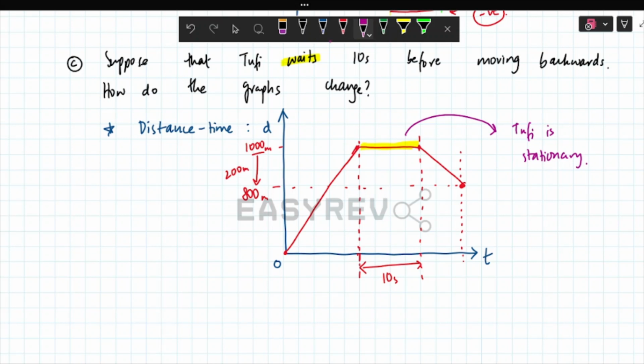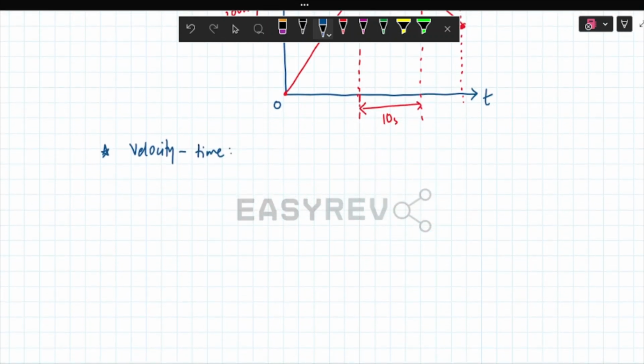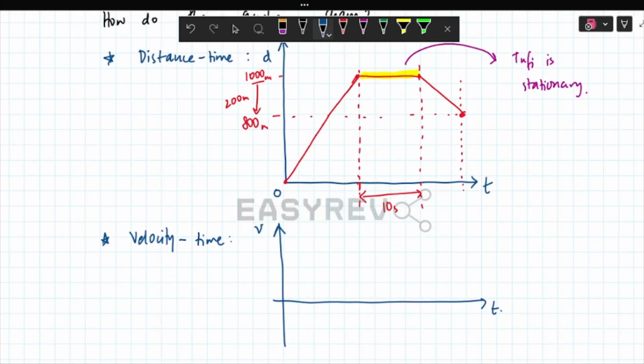Great. Now let's see how this translates into our velocity time graph. Let's draw that next. Velocity time graph. Now for our velocity time graph, we'll have velocity on the y-axis, time on the x-axis. Now the first portion is the same. You still have constant velocity when covering the first 1,000 meters, and it's towards the right, so we give that a positive value of velocity, and it'll be a constant value up to the point where he reaches the 1,000 meters. Now comes the next 10 seconds where Tufi is stationary.